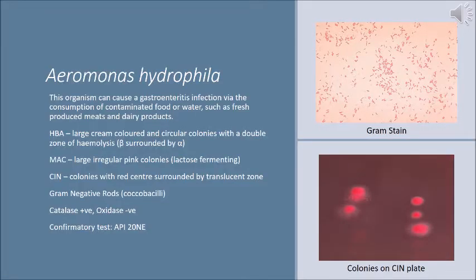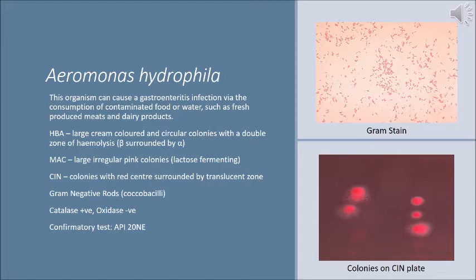Aeromonas hydrophila is a facultative anaerobe that can be found in fresh produced meats such as beef, poultry or pork, and dairy products including raw milk. Different agar plates are used in the initial analysis of the organism. On the horse blood agar, there are large cream-coloured colonies that are surrounded by a double zone of hemolysis, which is a clear indicator of this organism.